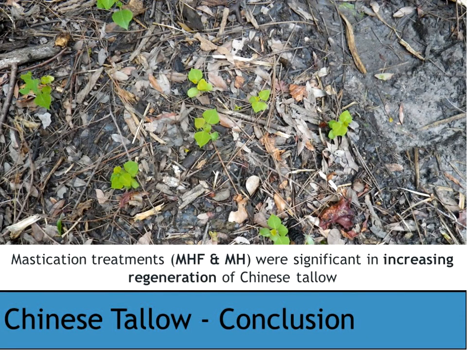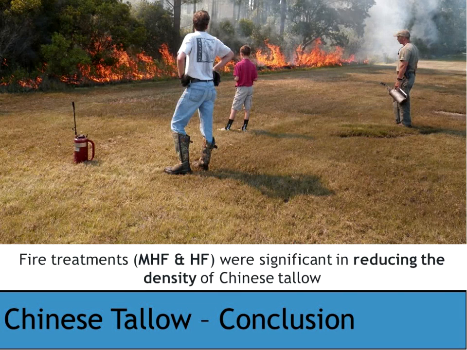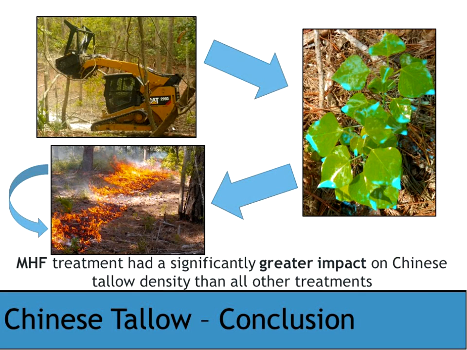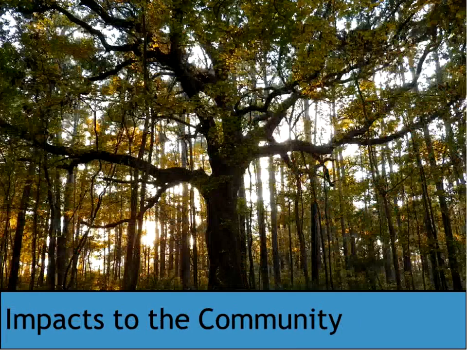And so just to review, the mastication treatments were significant in increasing the regeneration of Chinese tallow over all of the survey years. And then the fire treatments were significant at reducing the density of Chinese tallow, both in the masticated and non-masticated treatment types. And then that masticated herbicide fire treatment had a significantly greater impact on Chinese tallow density than all other treatment types.